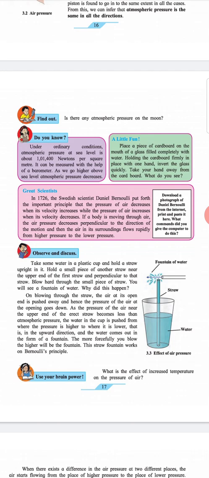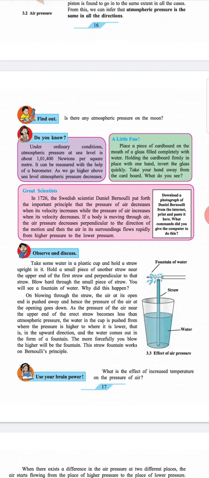Under ordinary conditions, atmospheric pressure at sea level is about 1,01,300 newtons per square meter. It can be measured with the help of a barometer. As we go higher above sea level, atmospheric pressure decreases. Box: A little fun. Place a piece of cardboard on the mouth of a glass completely filled with water. Holding the cardboard firmly in place with one hand, invert the glass quickly. Take your hand away from the cardboard. What do you see?